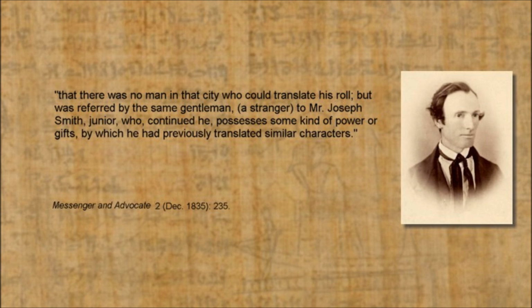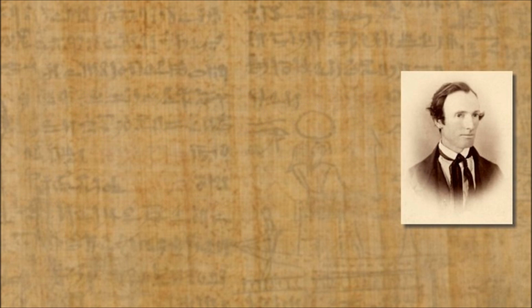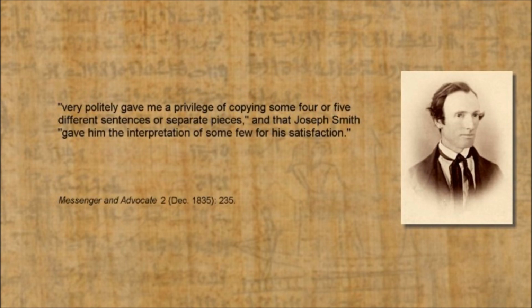Joseph Smith, Jr., continued he, possesses some kind of power or gifts by which he had previously translated similar characters. According to Cowdery, Smith was not allowed to take the papyri themselves, but Chandler very politely gave me a privilege of copying some 4 or 5 different sentences or separate pieces, and Joseph Smith gave him the interpretation of some few for his satisfaction.